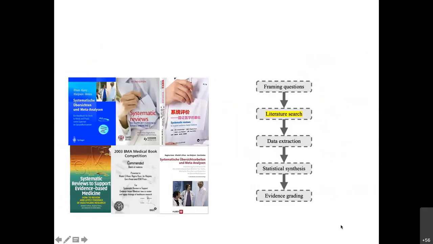So you have framed a question. You have searched the literature. You have identified the studies. And you have now also extracted some data from them. From this data, you are able to calculate the effect size for the studies that you have collected.